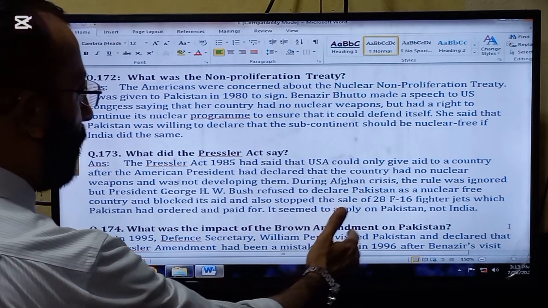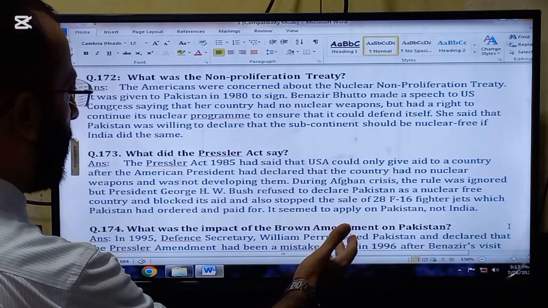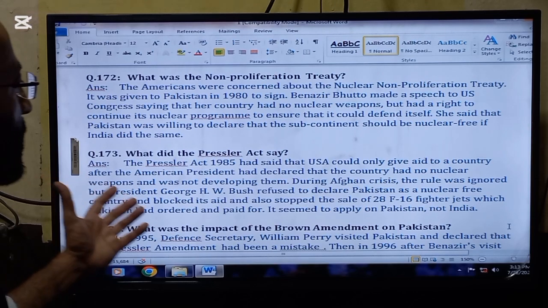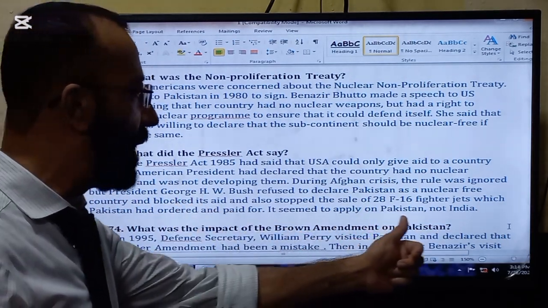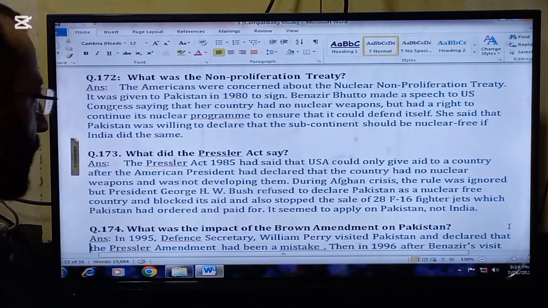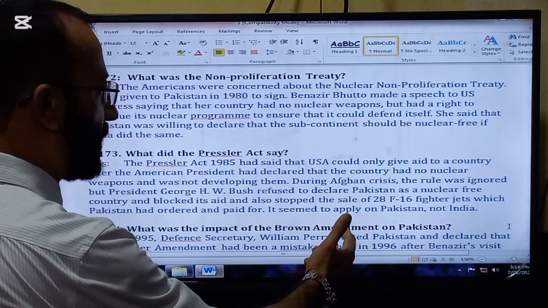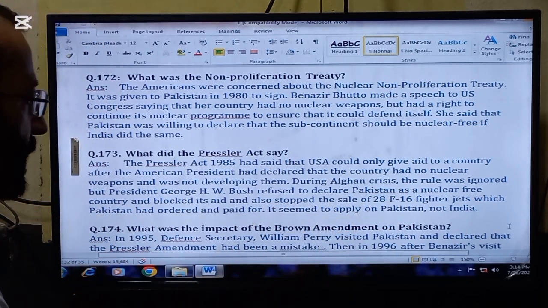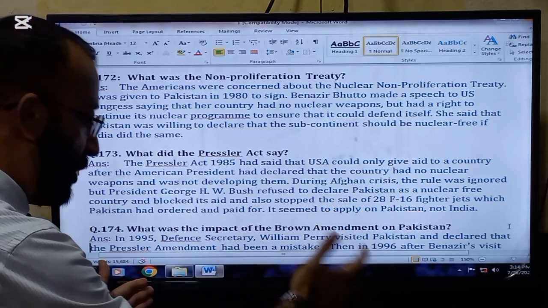It seemed to apply to Pakistan, not India. So it was clear from the USA policy that the USA was taking the side of India, because this policy was not applying to India but was applying to Pakistan. And the payment which Pakistan had made for the 28 F-16 fighter jets was not paid back, nor were the fighter jets given.